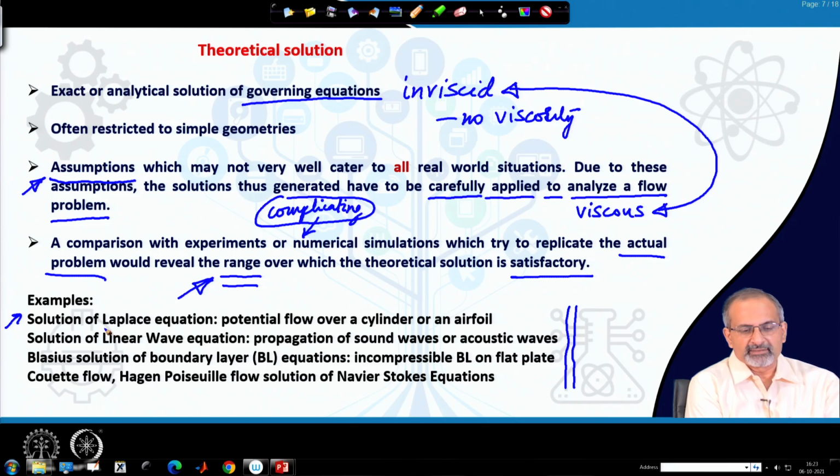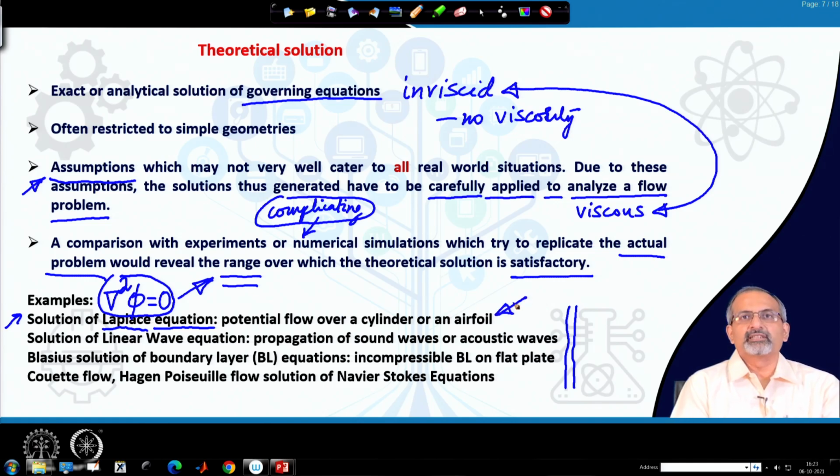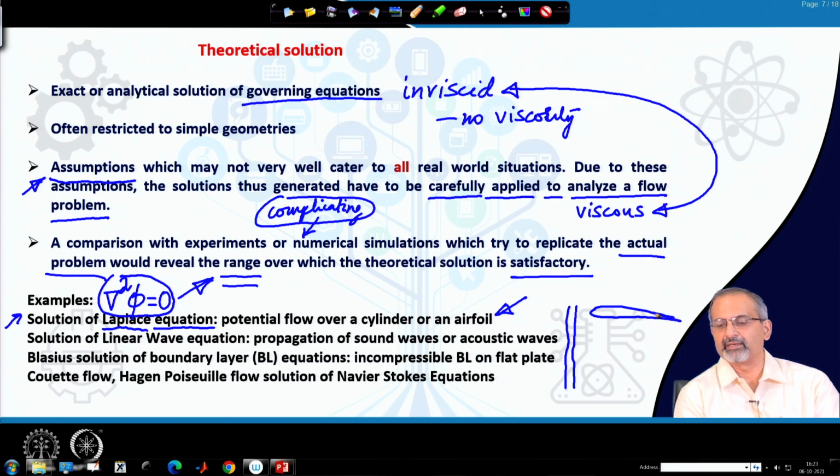The first example is Laplace equation. We will see later. It is represented by an equation of this kind, Laplacian phi is equal to 0. Phi is a dependent variable, and this is of course a vector calculus operator. Now, it solves potential flow over a cylinder or an airfoil. Airfoil is nothing but a section of a wing.